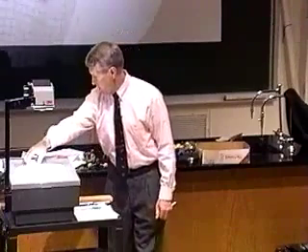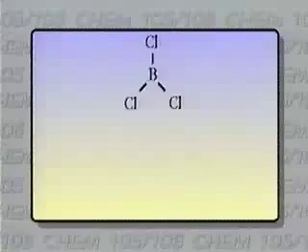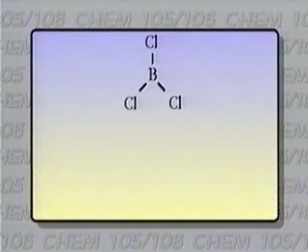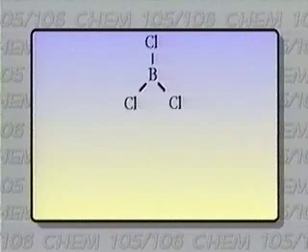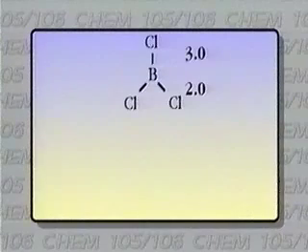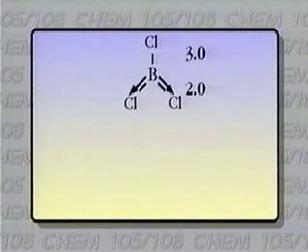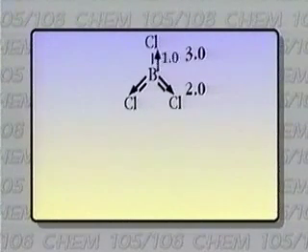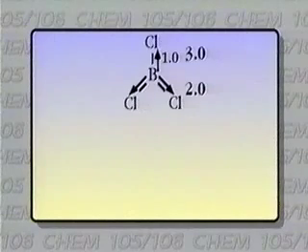Well, let's try another one here quickly. Just a moment ago, we drew the Lewis structure for BCl3, and we came up with this for its geometric shape. Now, electronegativities, boron has an electronegativity of 2.0, and chlorine has an electronegativity of 3.0. So yes, we do have polar bonds. We would have a vector going that way, and this way, and this way. And each of those would have an electronegativity difference of 1.0.